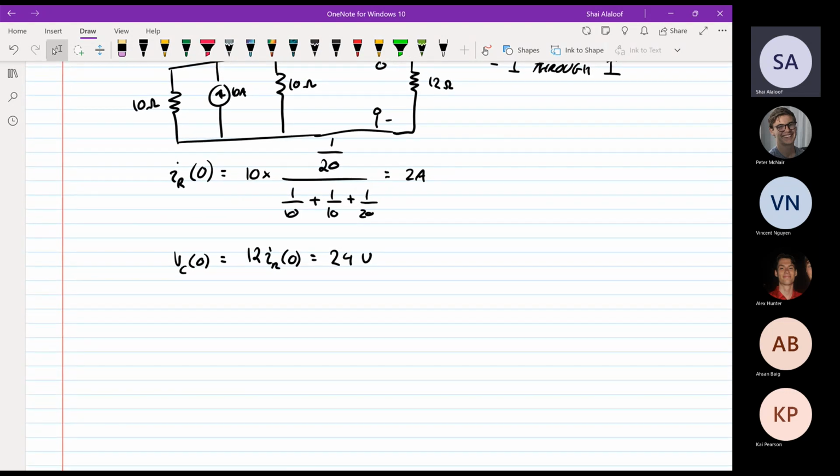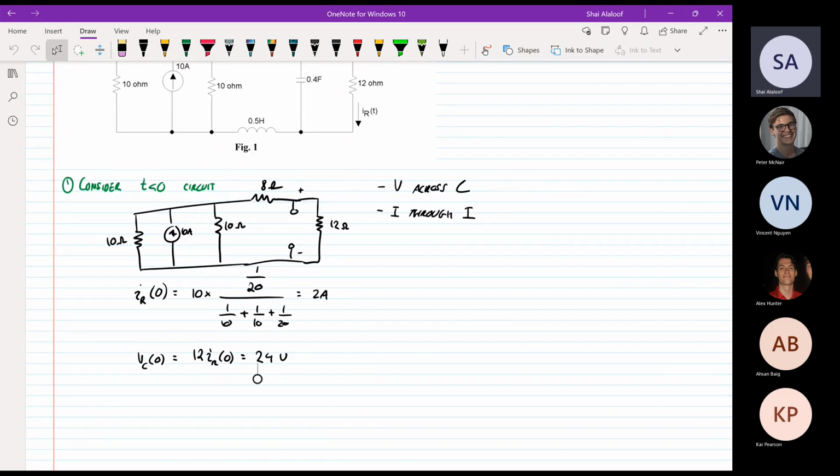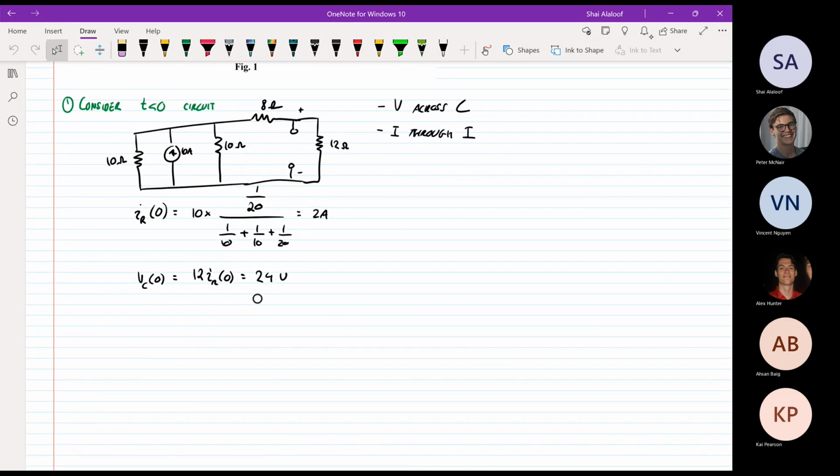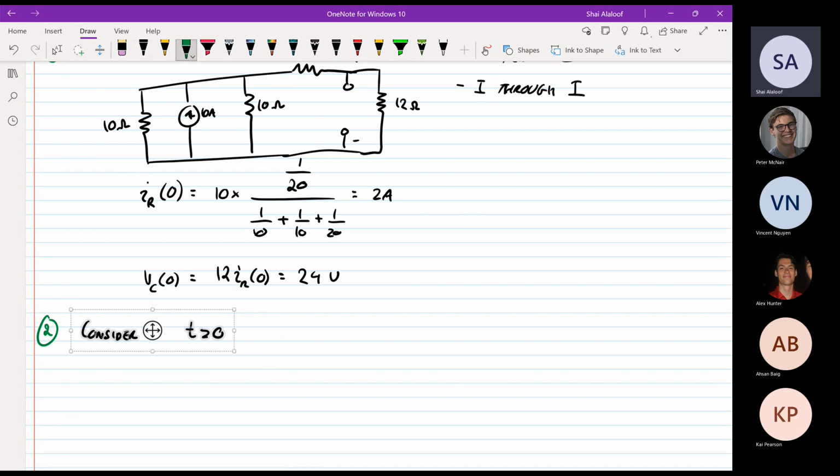I think it's nice that you do this before, because this process is the same no matter what the question is, and it just kind of gets you into the question. The second step after you consider the steady state circuit is obviously you consider t greater than 0, and by t greater than 0 I mean the transient.